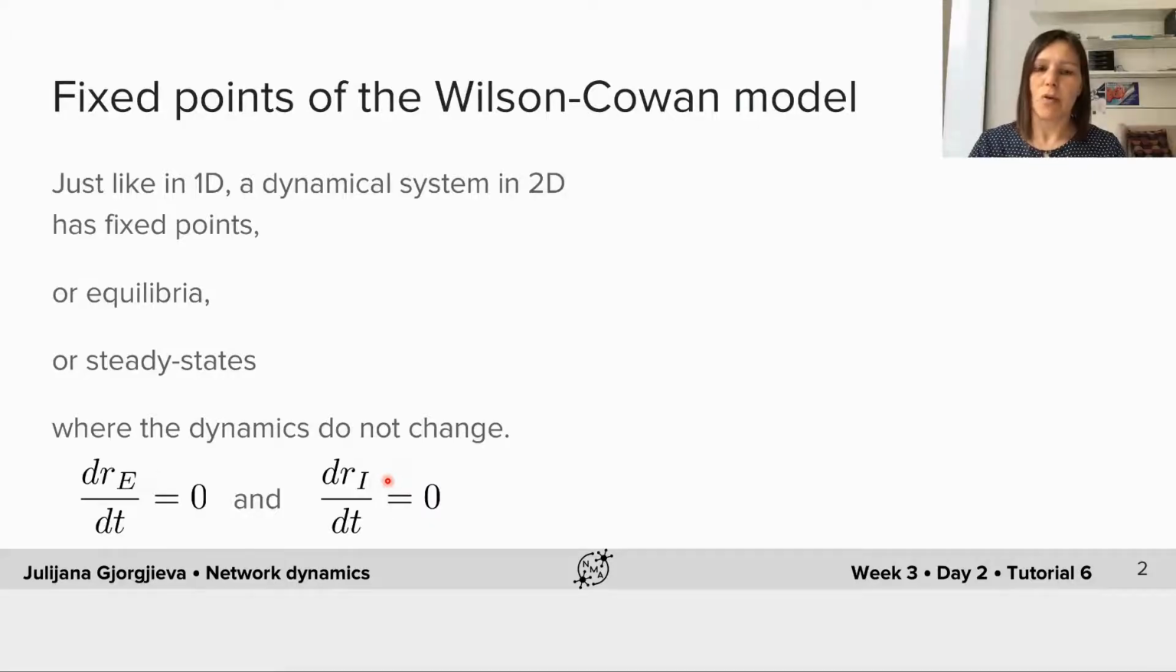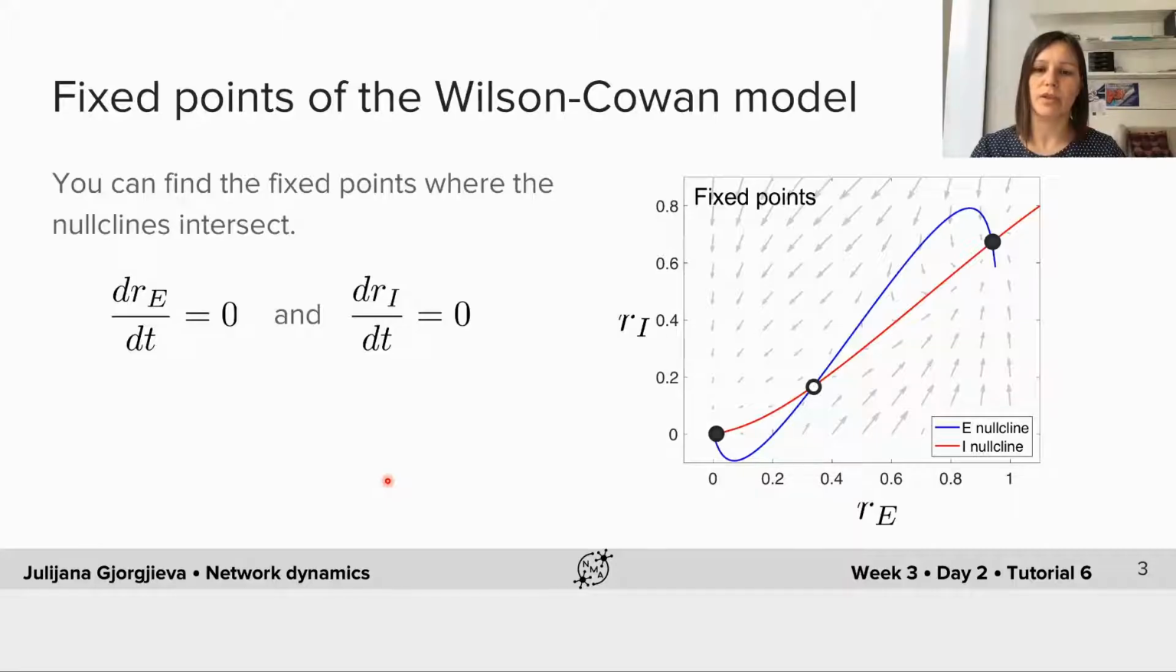To understand how one can find these fixed points and determine their stability, we're first going to do this in a more graphical approach by considering the phase plane. Remember, the phase plane is the plane in which we plot one population, for example, the inhibitory, against the other population, for example, the excitatory population, rather than plotting the activity as a function of time.